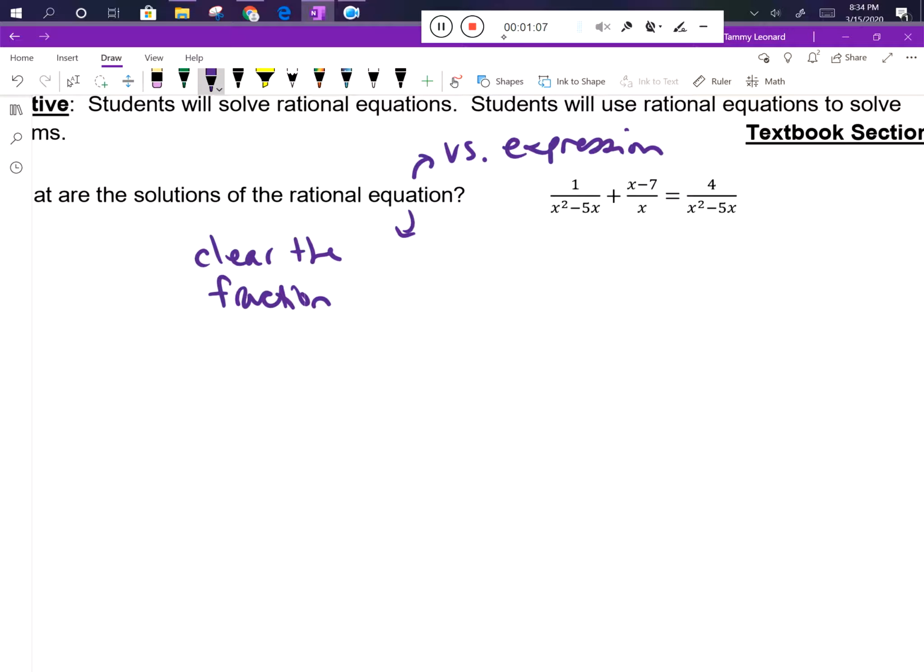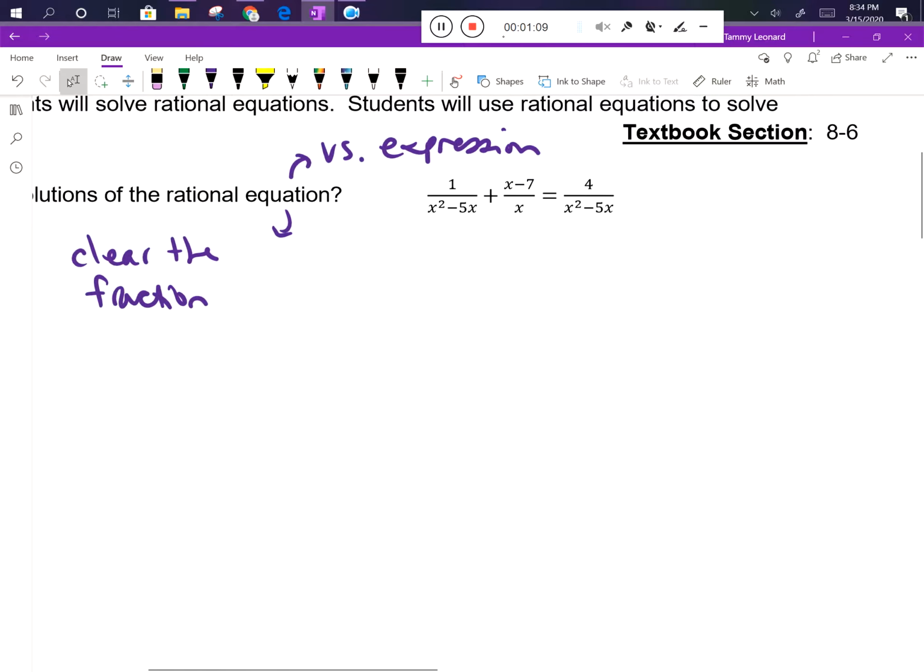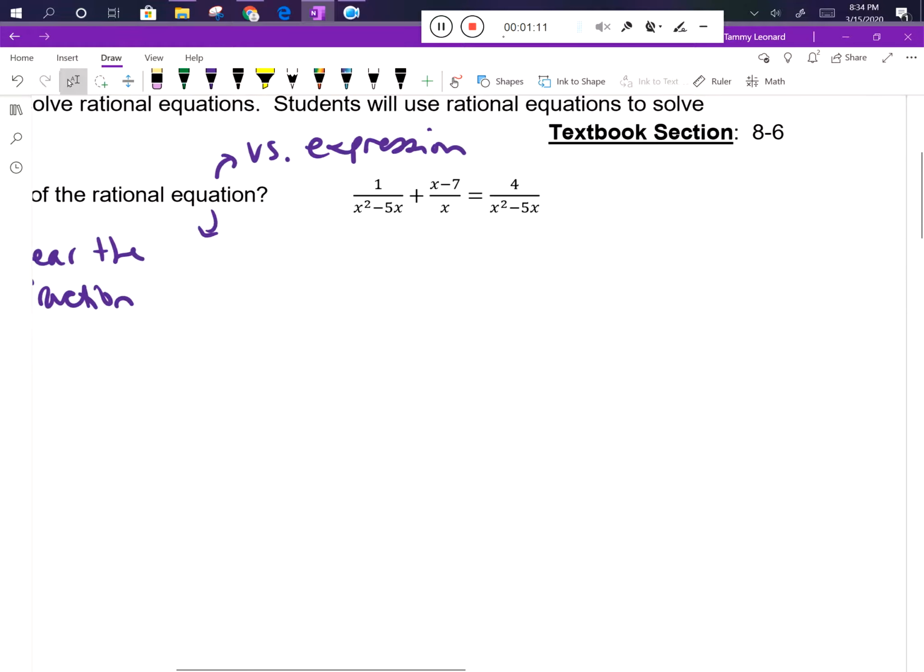Now, a lot of what we're going to do here requires the same skills we've been using all along. If I'm adding, I would typically need a common denominator, that least common multiple, so that I could get the same denominator and add the two fractions together. Well, I still need a common denominator, but I don't actually have to make each fraction have the common denominator. Instead, I can multiply both sides by it.